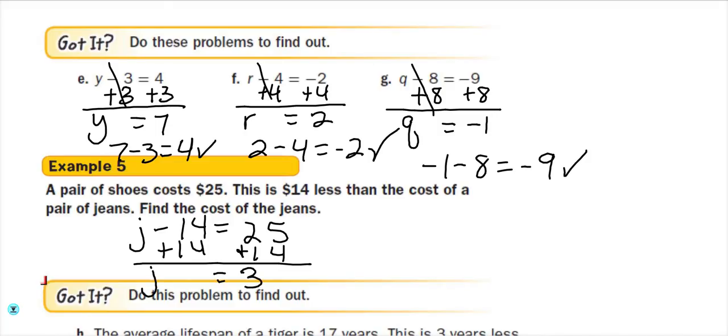and that makes 39. All right, remember we're actually dealing with something real here, so the jeans are $39.